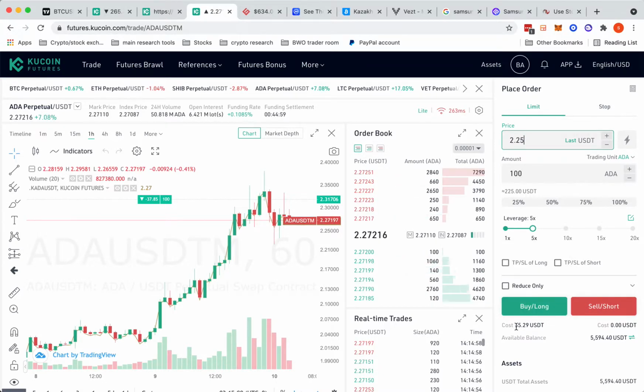Here's your cost price. This is how much you're going to pay. I would instruct that you guys write this down before doing the trade, so that way you know what your entry cost is. It's really hard to calculate the entry cost once you get in. One of the downsides to KuCoin.